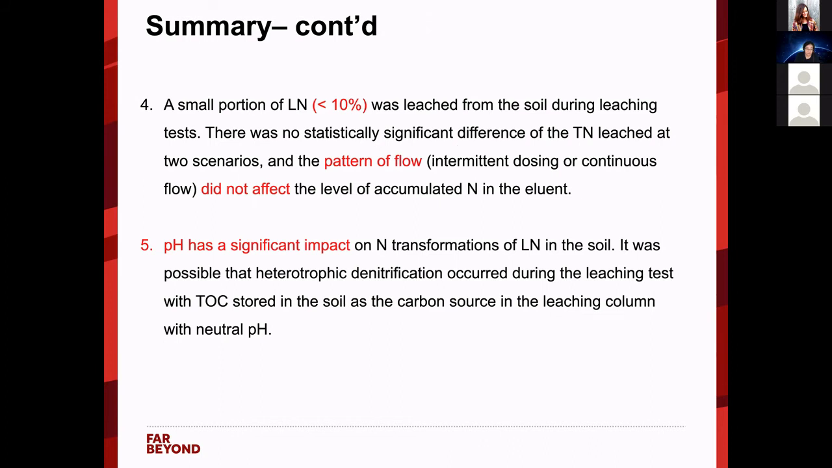We also found pH has a significant impact on the nitrogen transformations in the soil. And it was possible that heterotrophic denitrification occurred during the leaching test, using the total organic carbon as the carbon source to facilitate the denitrification.